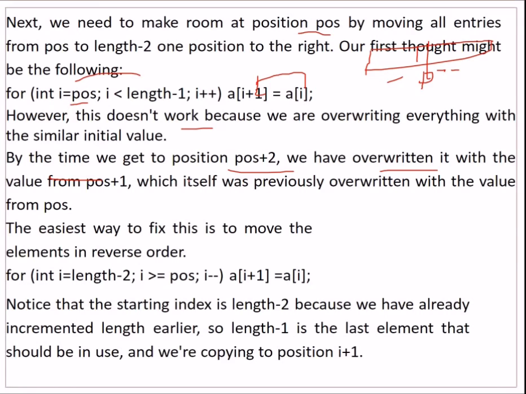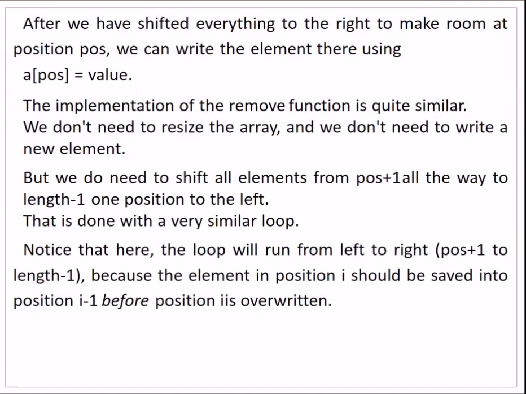So to get rid of this problem, let's start with length -1 or length -2 to be very precise. Let's start with this length -2 and reach till position, and now you can do this with that, and I-1. You have to notice that this index is length -2 because we have already incremented length earlier, and so length -1 is the last element that should be used in the copying to position I+1.